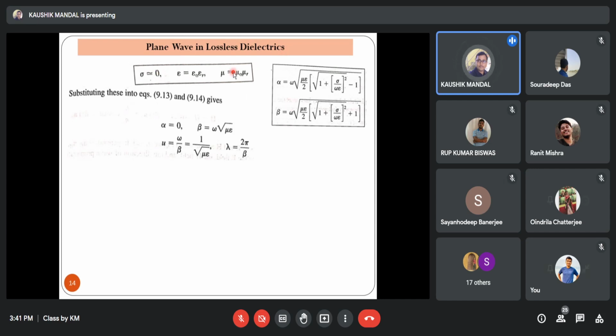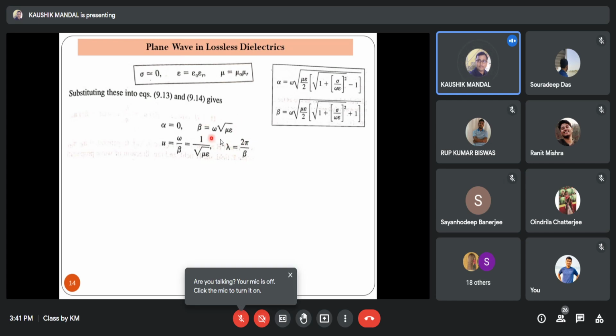If you put all these conditions in the equations of alpha and beta, you will find that alpha equals 0. You should check it from this equation. If you put sigma equal to 0, finally you will get alpha equal to 0. And what will be beta? Beta will be equal to omega into root of mu epsilon. And what will be the velocity? Velocity equals omega by beta. Now we put the value of beta, so it becomes 1 by root of mu epsilon. Lambda will be equal to 2 pi by beta.